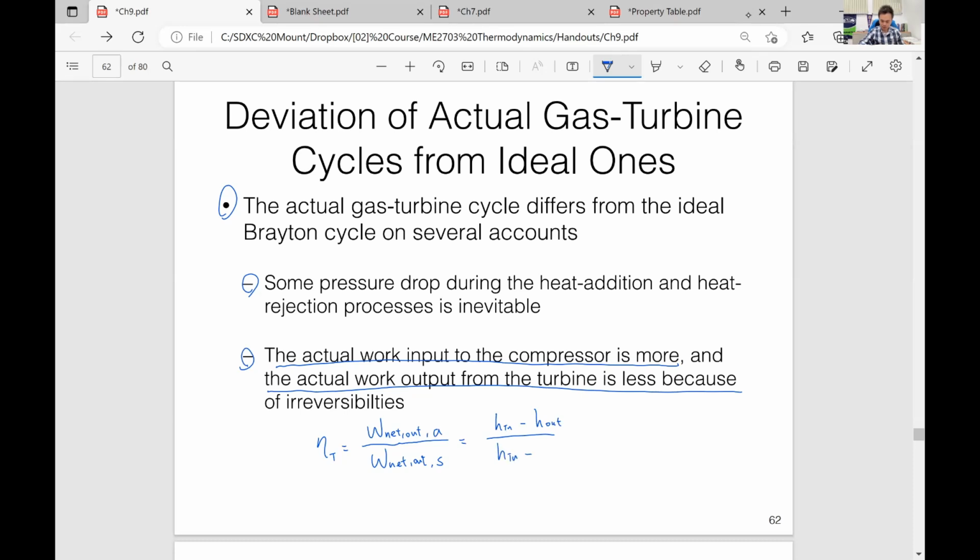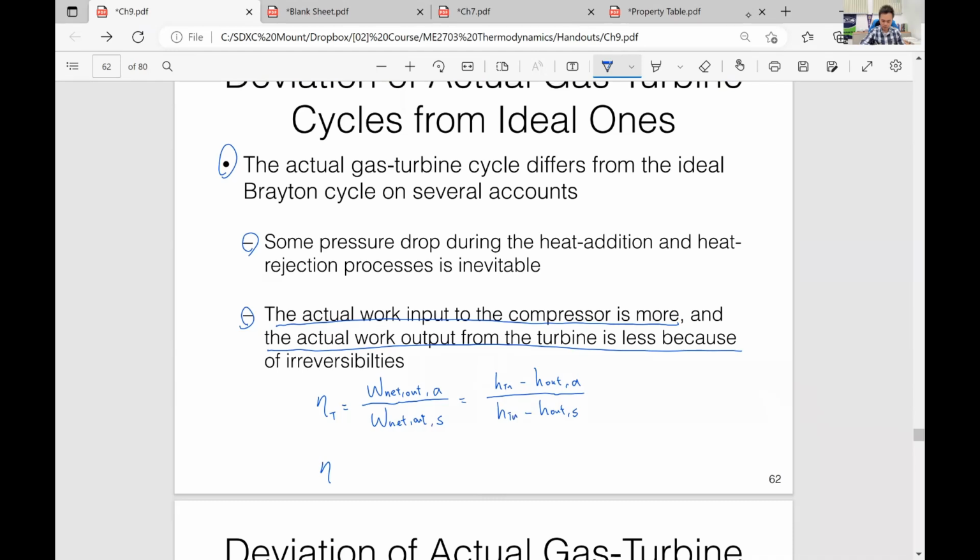This is H in minus H out, right? And we don't change the inlet condition, right? We just change the outlet condition. So this is the actual one. This is the isentropic one, right?